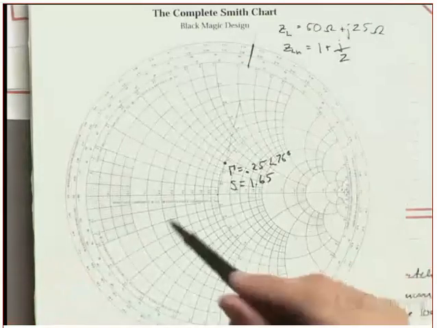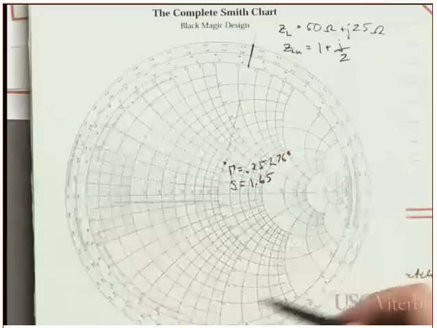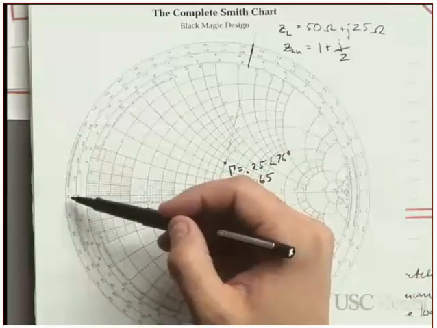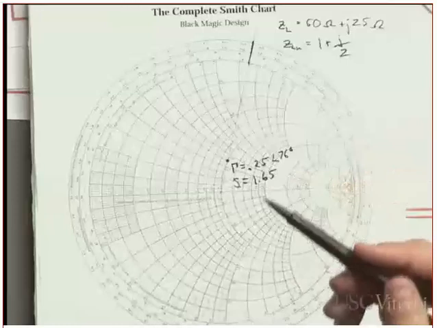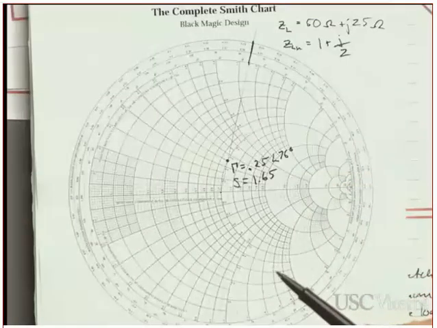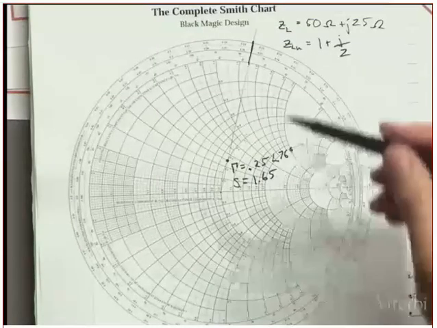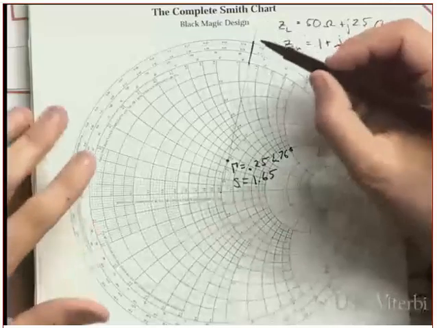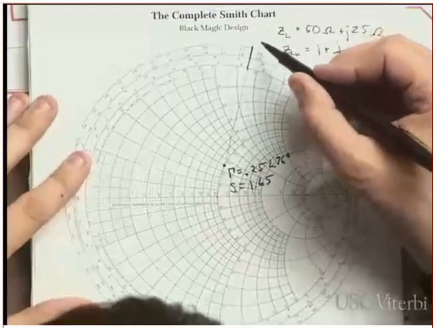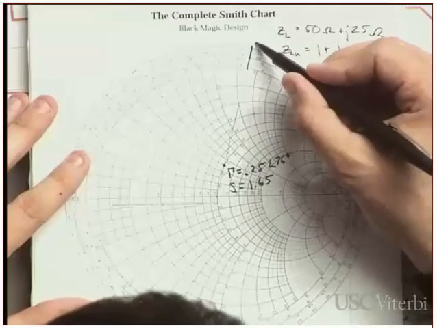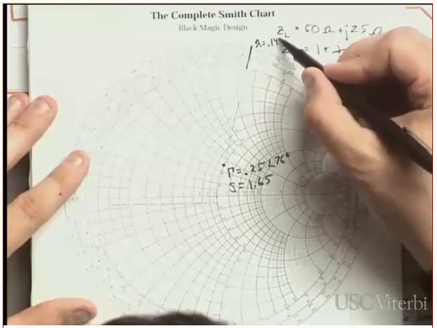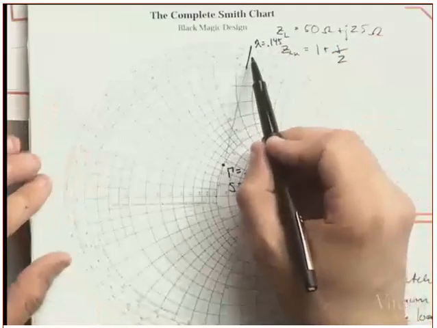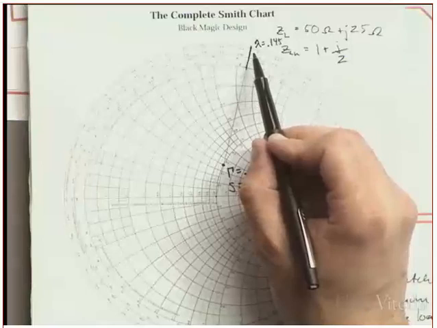So if you look at the markings here, it only goes up to half a wavelength, and that's because it basically repeats after half a wavelength. So what I need to do is find where I'm at out here, and I always call this lambda equals 0.145, because that's the approximate lambda measurement that I'm at.